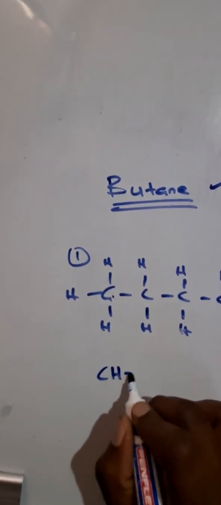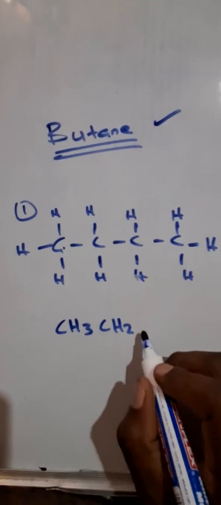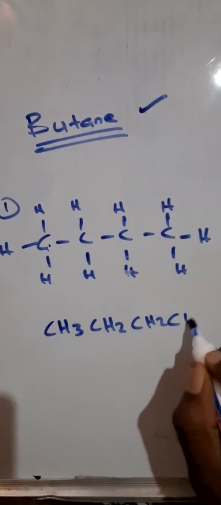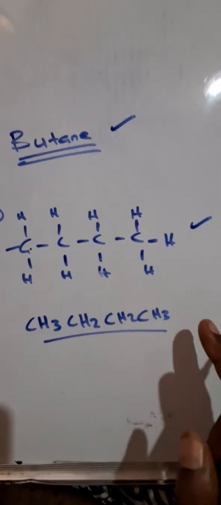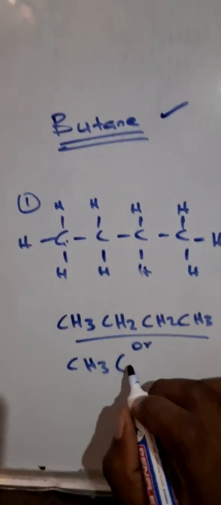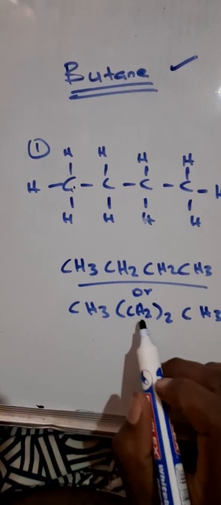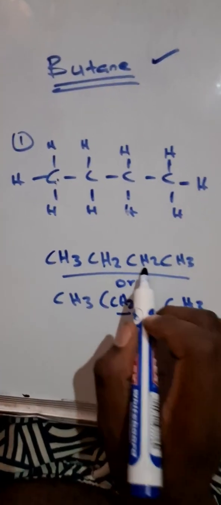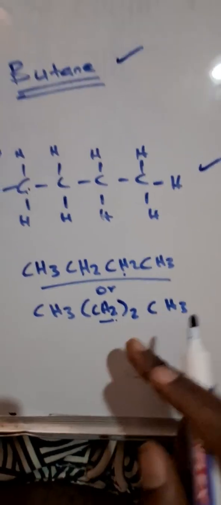Let's do the condensed. So it is this carbon. How many hydrogens is it surrounded by? 3 of them. The second one is this carbon surrounded by 2. Then the third one is this carbon surrounded by 2. Then the last one is this carbon surrounded by 3. So it will be CH3, CH2, CH2, then CH3. Or if you are lazy, you can basically say CH3, open bracket, CH2, close bracket, 2, CH3. It means a CH3, then 2 of the CH2, so it's basically this and this. And then lastly, CH3.